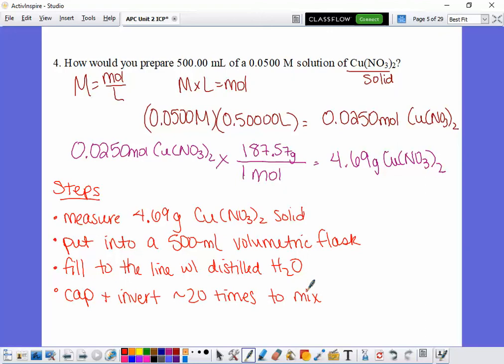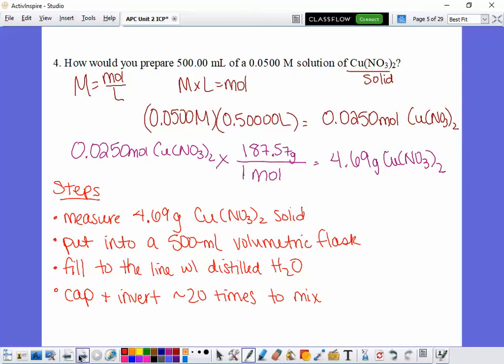Okay? If you used a different size volumetric flask to get the same concentration, you would need to do the math over again to figure out how much of the copper nitrate you would want to measure out. Now typically, there's a step I skipped, and that's actually once you put the solid in the volumetric flask, you don't want to fill it all the way up at first. You want to fill it up about halfway with distilled water, and then mix it up to make sure that solid gets nice and dissolved. And then you would fill up the rest of the way to that line, cap it, invert it a bunch of times. Okay? All right, so this is when we're coming from a solid.